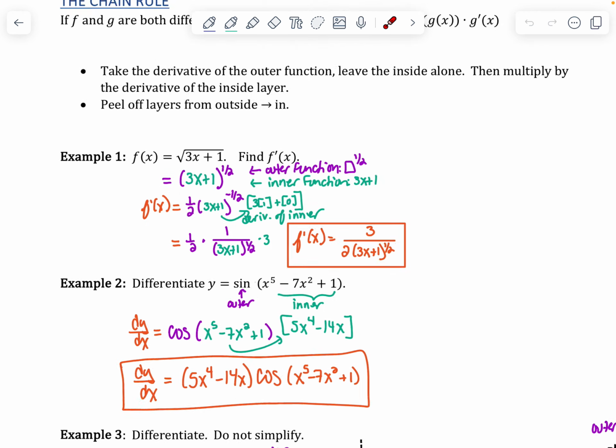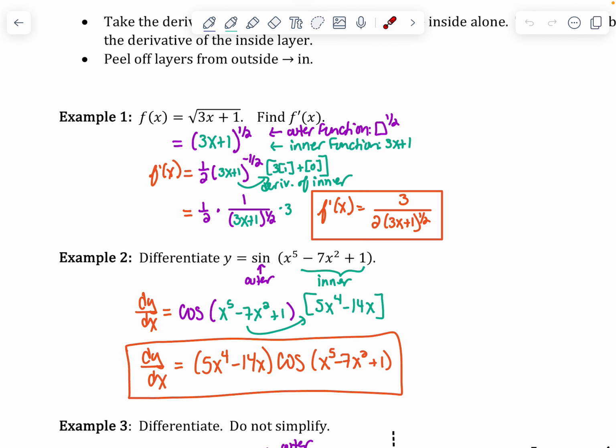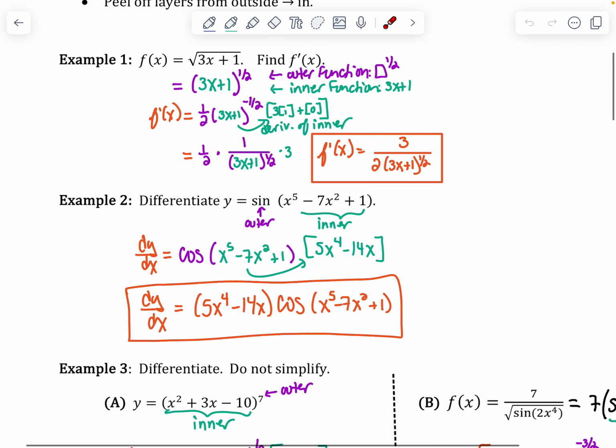So now what I need to do is bring all of these pieces together. I've got a 2 in my denominator. My negative 1/2 exponent brings the binomial to the denominator with a positive 1/2 exponent. And since 3 was technically 3 over 1, I'm going to multiply the 1 and the 3 to just get a 3.